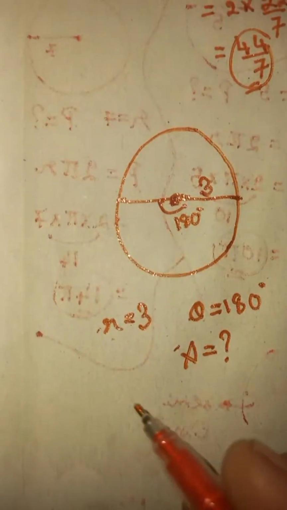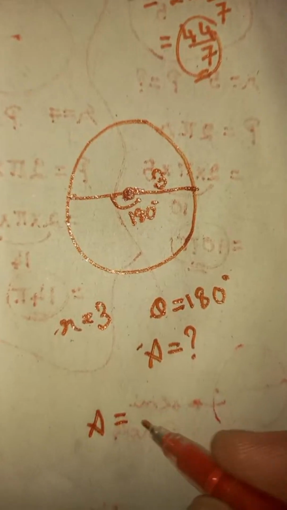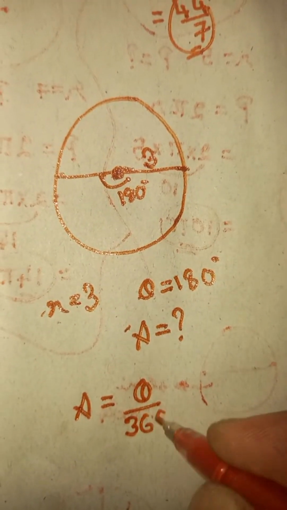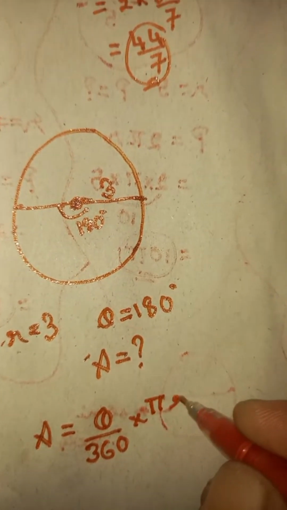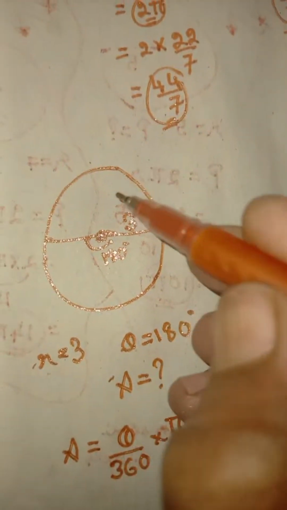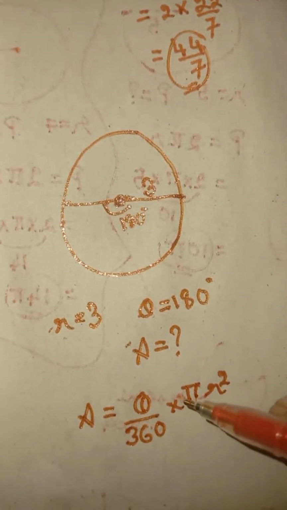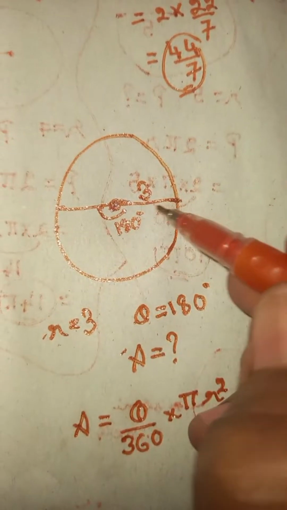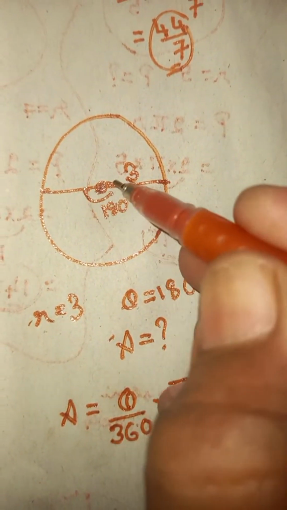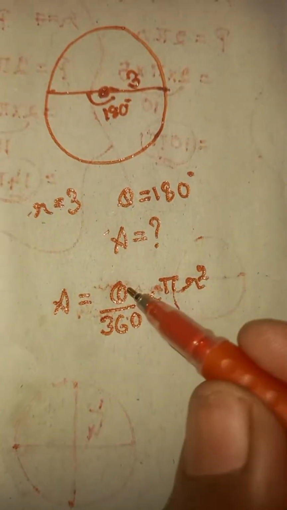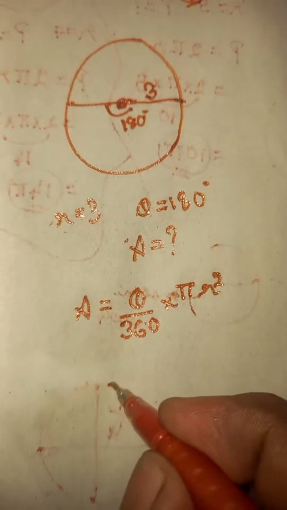Here also, in the same way, you can find the area as theta by 360 times this pi r square. I'm going to tell how it is. The complete area of the circle is pi r square, and if you take just the sector of the circle, that is theta angle, that is theta by 360 times pi r square.